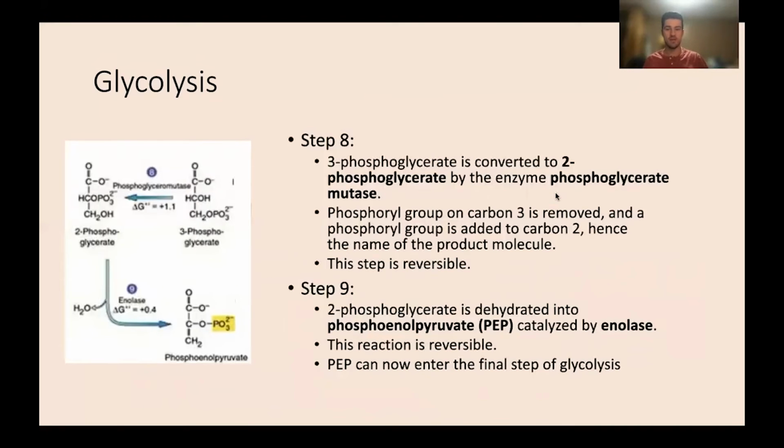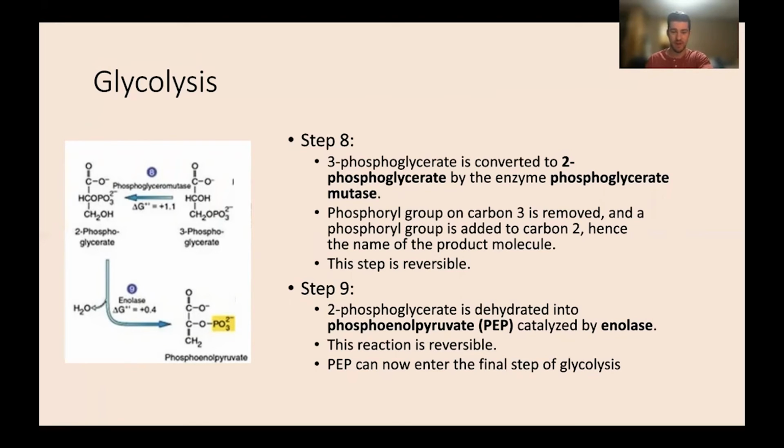So step 8, 3-phosphoglycerate is converted into 2-phosphoglycerate by the enzyme phosphoglycerate mutase. So the phosphoryl group on carbon 3 is removed, and a phosphoryl group is added to carbon 2, hence the name of the product molecule. This step is also reversible. So again, this is just an isomerization. We're moving the phosphate group from the 3-carbon to the 2-carbon, and it is reversible.